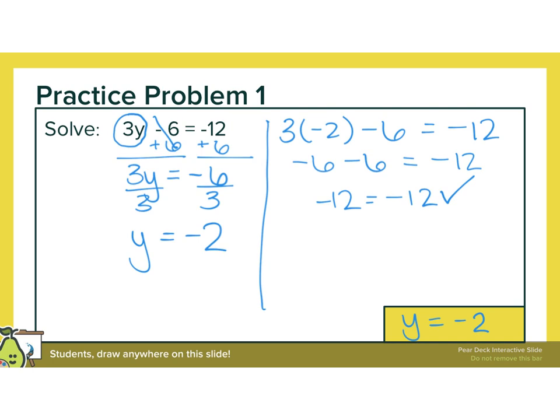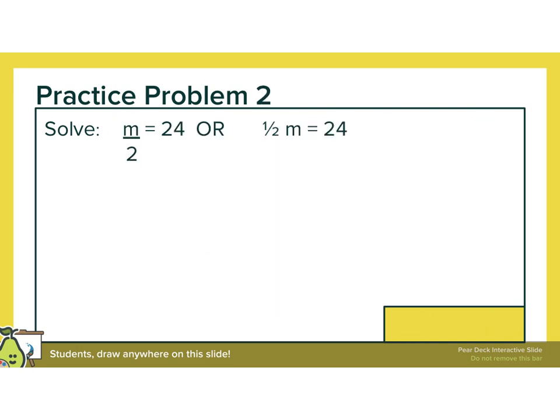Practice problem 2 is a different type of looking question. So it can be written as m divided by 2 equals 24, or 1/2 of m equals 24. So step 5 said you isolate the variable by dividing or multiplying by the reciprocal. You multiply by the reciprocal when you've got fractions, okay? These are the exact same problem, just written different ways.